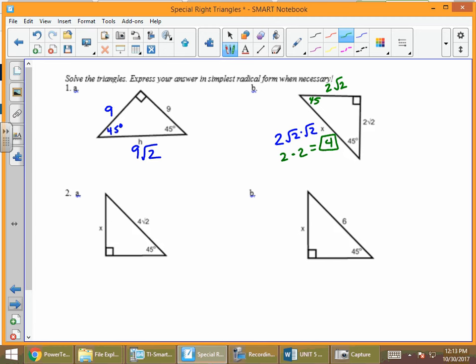Sometimes that happens. Sometimes your leg has a radical in it. There you actually have to multiply things out. But if it's just a number, you just do what we did in A. Literally just write the radical next to the number.